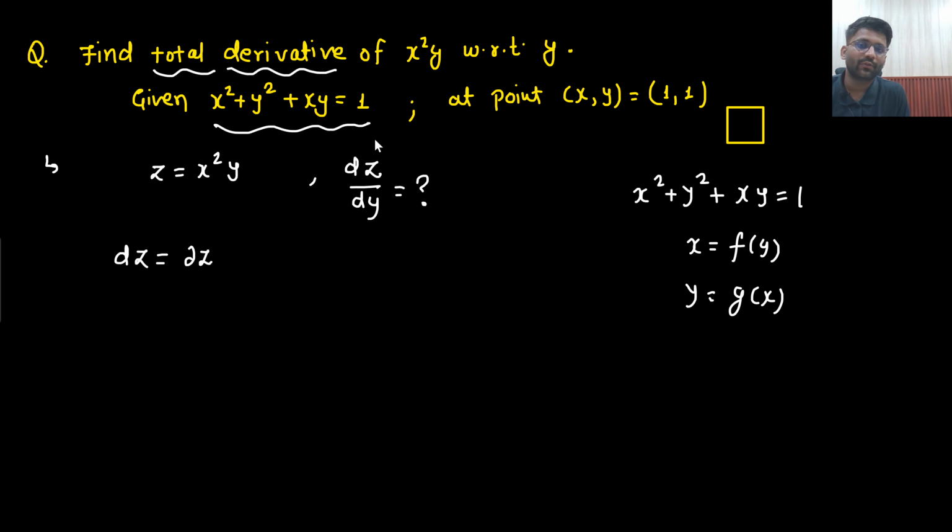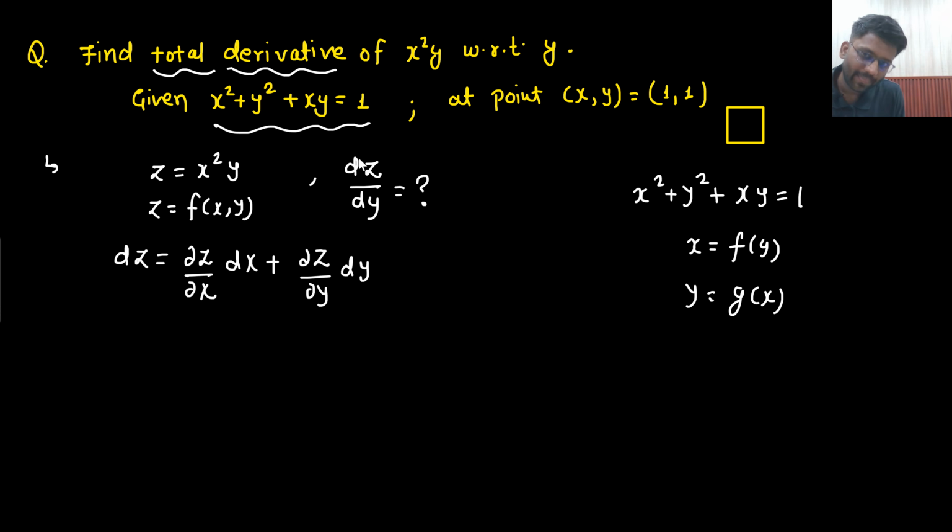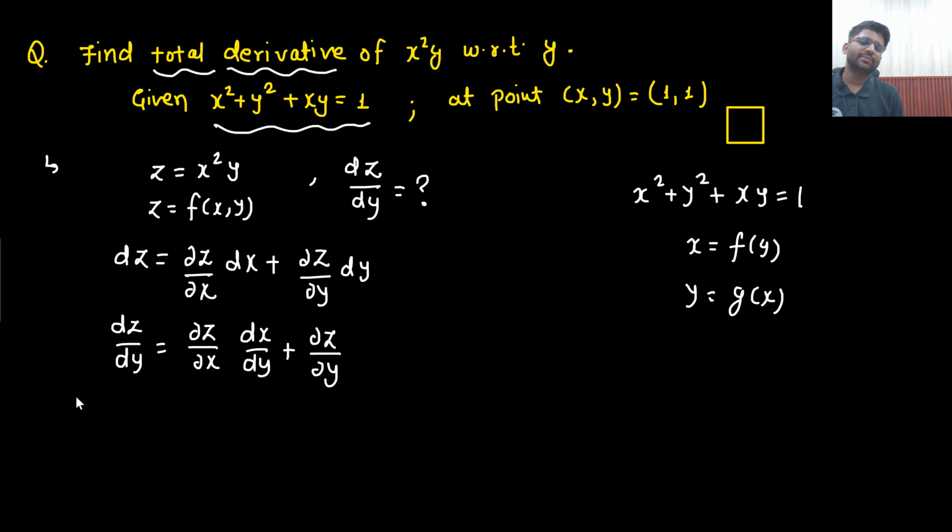That means first of all, what I need to find out is dz by dy. So first of all, what I need to write down? What is my dz? Change in z would be equal to change in z with respect to x, because z is a function of x comma y. So change in z with respect to x dot dx plus change in z with respect to y dot dy. dz by dy I am supposed to find out. So divide by dy. There you go. This is the expression that we are getting.